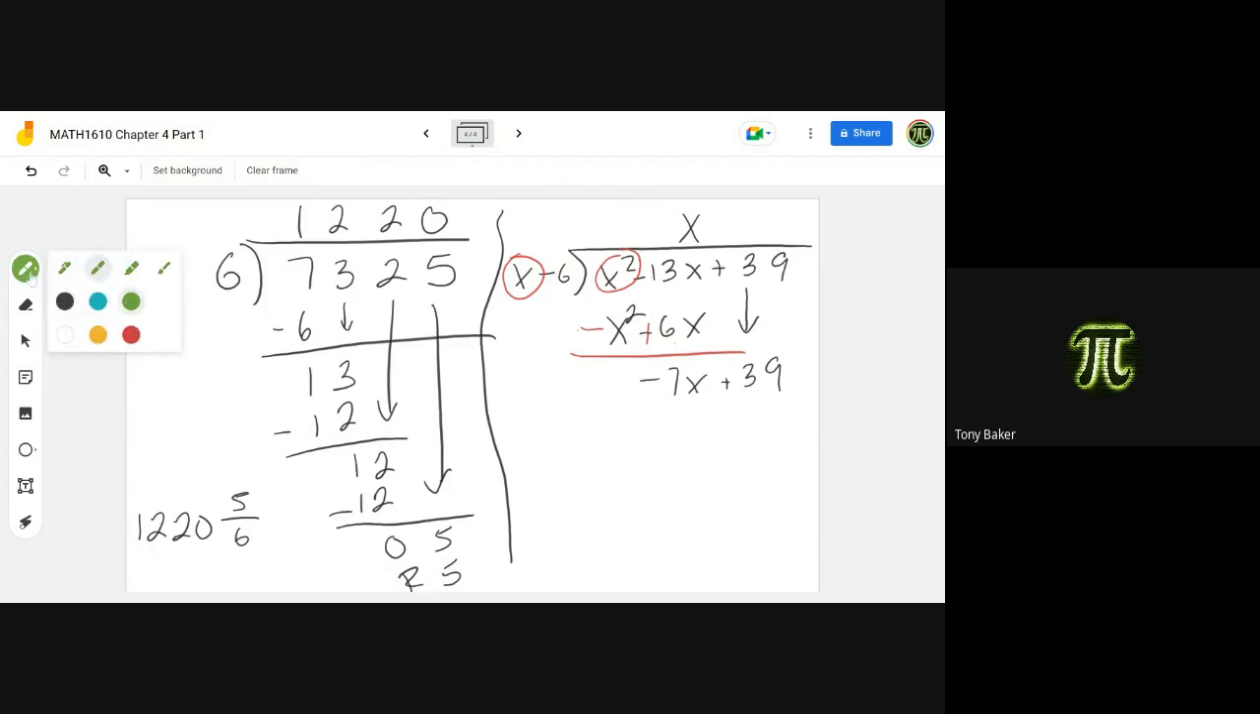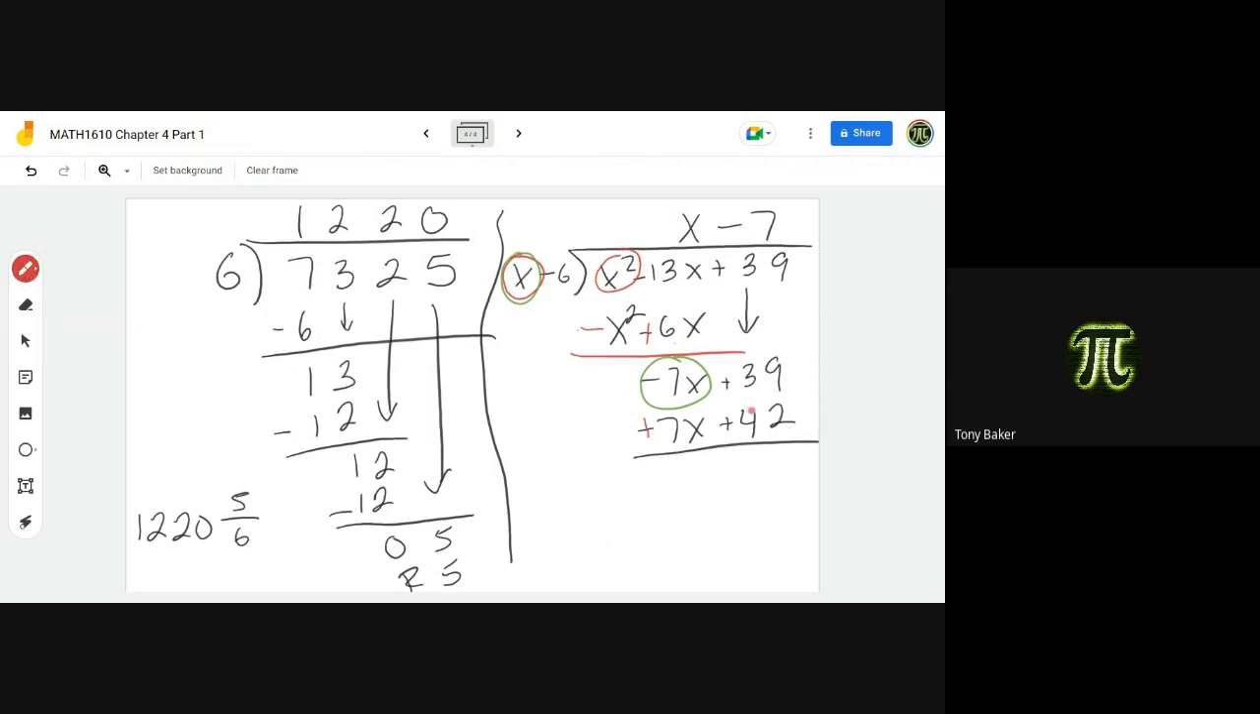Now we're looking at what x goes into in the negative 7x. So what do I have to multiply x by to get negative 7x? Negative 7. So that's negative 7. Now we do this process again. Multiply, subtract. Negative 7 times x, negative 7x. Again, those two should be identical. If they're not, you know you made a mistake. Negative 7 times negative 6, positive 42.